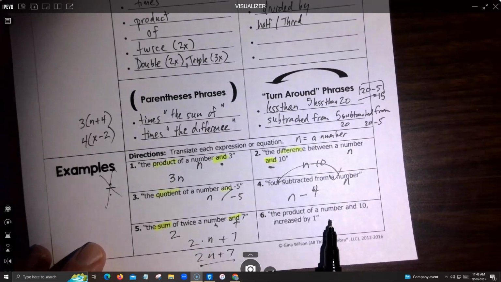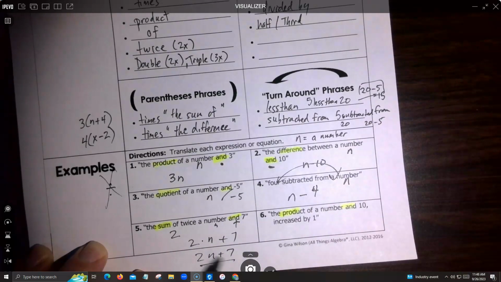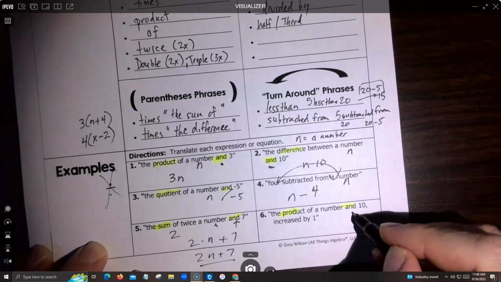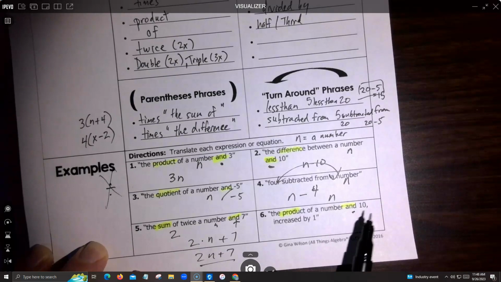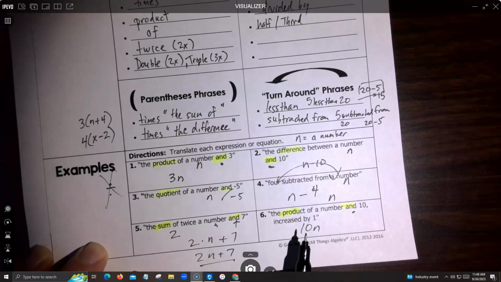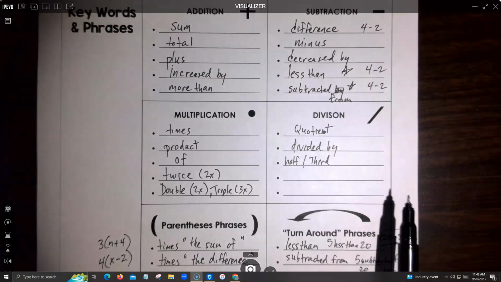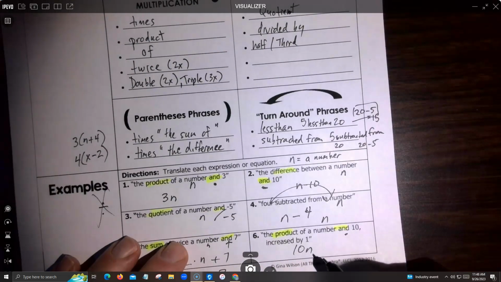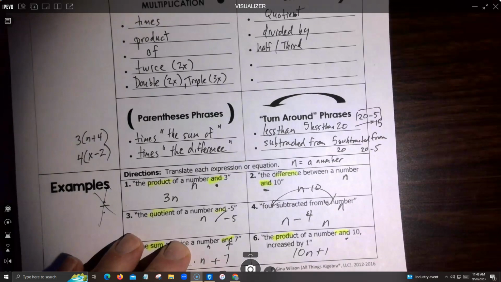The product of a number and 10 increased by 1. So I've got a couple things to do here. First of all, I'm going to do the product. So the product, find the word and and change it to a times symbol. And a number is n. So the product of n times 10. So I'm going to put 10n. Now it says increased by. If I go up here to increased by, that means addition. So I'm going to add 1 to it. And I'm done.